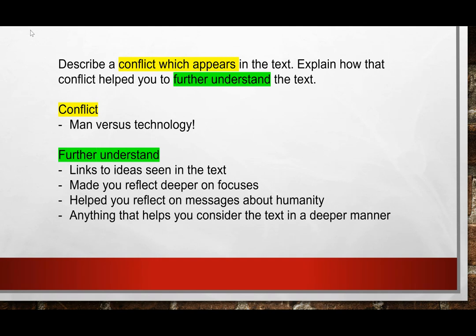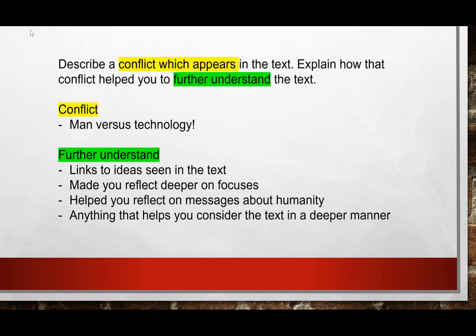It made you reflect deeper on the focuses of the text around technology and the role of technology and the power of man, the fallibility of man, or the infallibility of man. It helps you reflect on messages about humanity and where we stand and how we seek technological development, anything like that. So basically what it means by further understand the text is how did that conflict and the events that take place in that conflict, so events that show man versus technology having a conflict, how did that help you think about the text in a deeper manner?